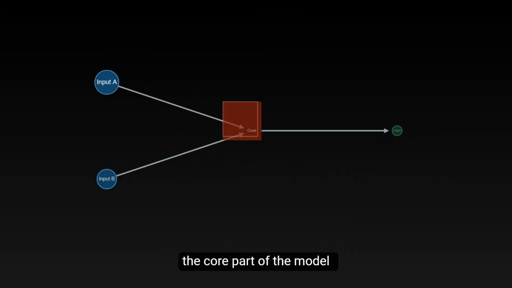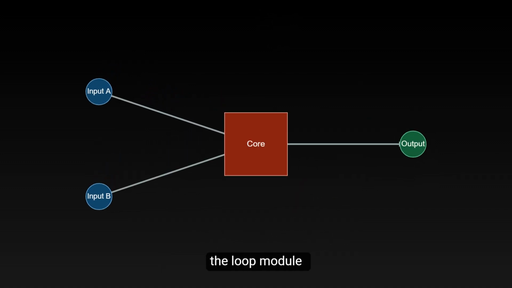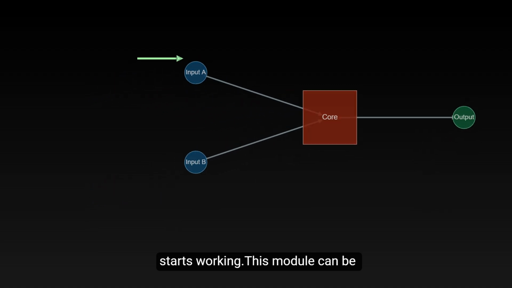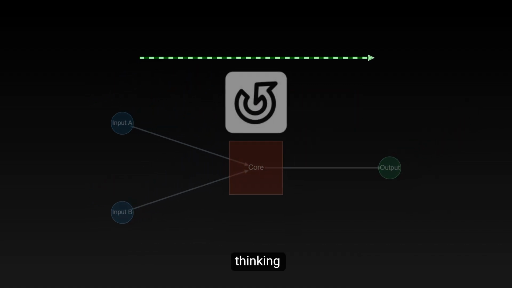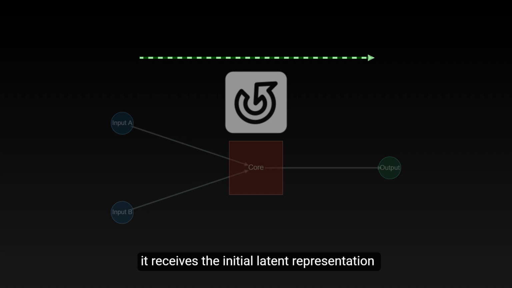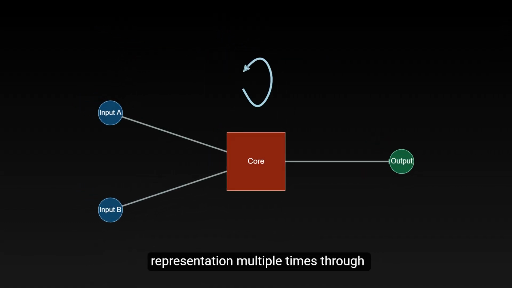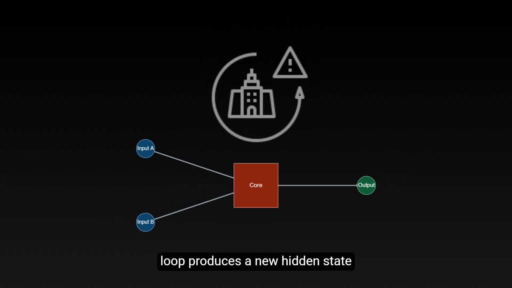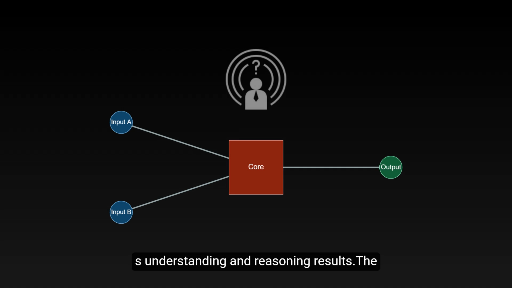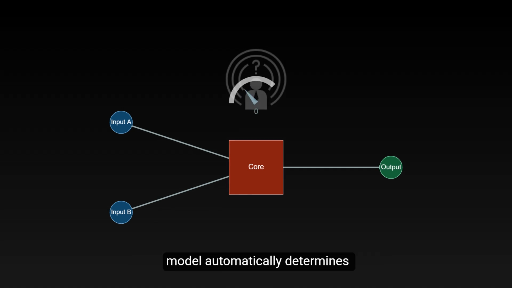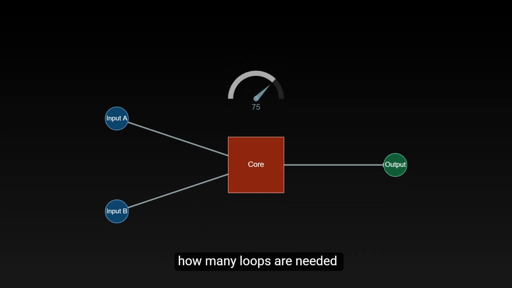Next, the core part of the model, the loop module, starts working. This module can be seen as a process of repeated thinking. It receives the initial latent representation and then updates and refines this representation multiple times through the recurrent unit. Each loop produces a new hidden state, which contains the model's understanding and reasoning results. The model automatically determines how many loops are needed based on the complexity of the task.